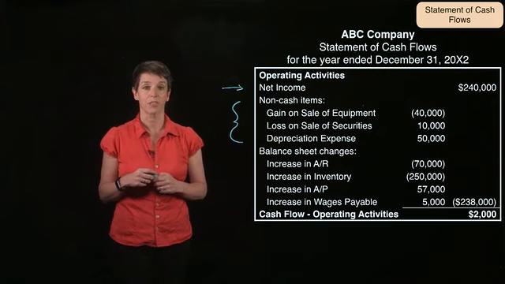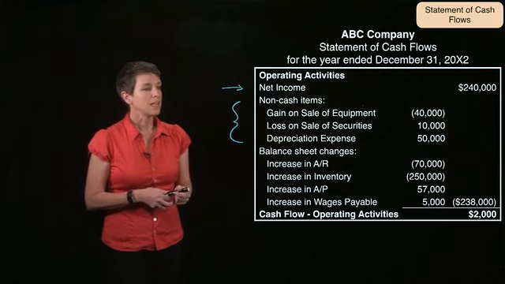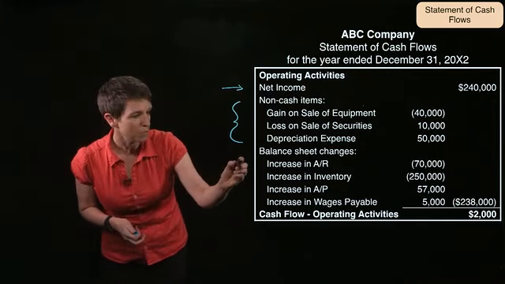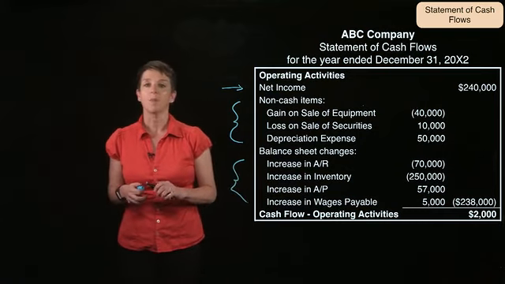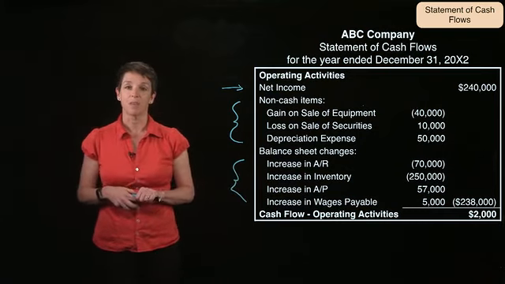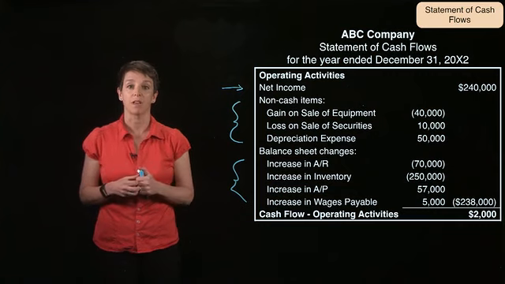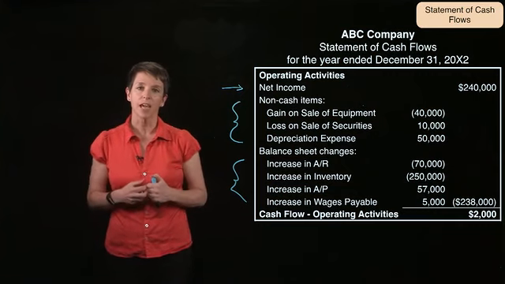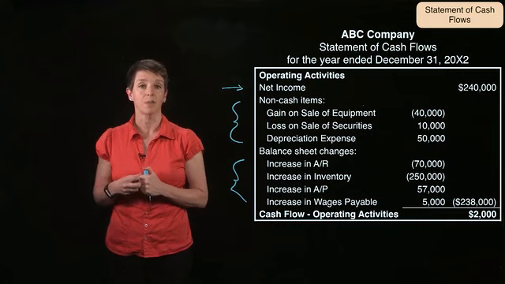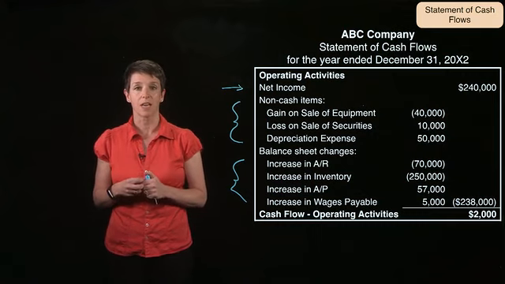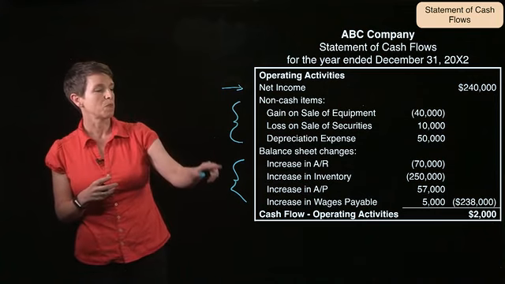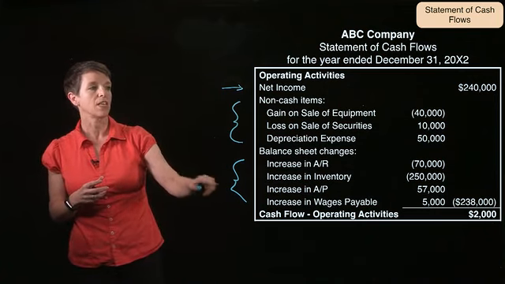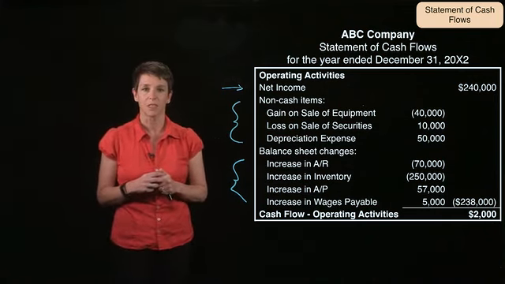The last set of adjustments we'll see come from the balance sheet. These are the changes in the operating assets and liabilities of the company that represent accrual accounting. If we make a sale on account, accounts receivable goes up, but the company didn't receive any cash. Because of that, we need to make adjustments for the changes in the operating assets and liabilities.